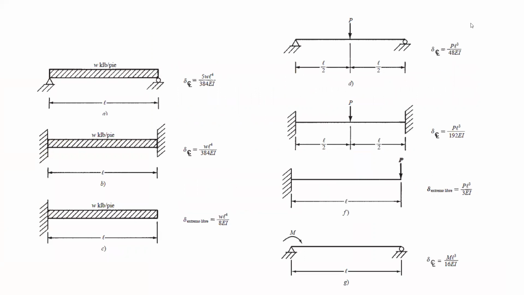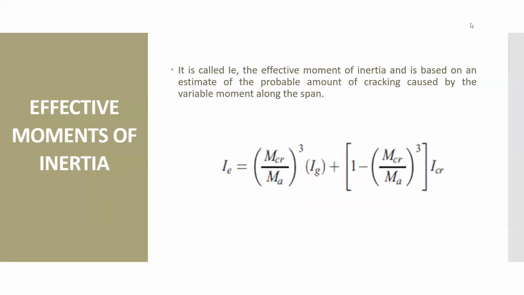In the picture, you can see the deflection equations. The variables are: letter W, uniformly distributed load; letter P, point load; letter L, length of the structure; letter E, modulus of elasticity; letter I, moment of inertia. The effective moment of inertia is called Ie, and is based on an estimate of the probable amount of cracking caused by the variable moment along the span.